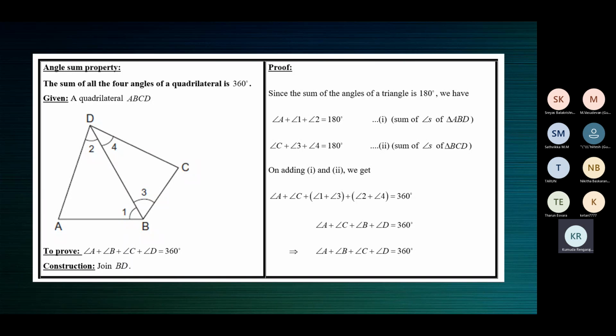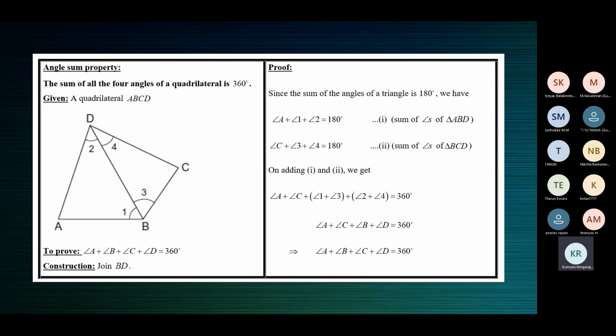A quadrilateral is a figure formed by joining 4 points in a plane, of which no 3 points are collinear. No 3 points must be collinear, and you must join the points in order. So a figure formed by joining 4 points in a plane in an order, of which no 3 points are collinear, is called a quadrilateral.